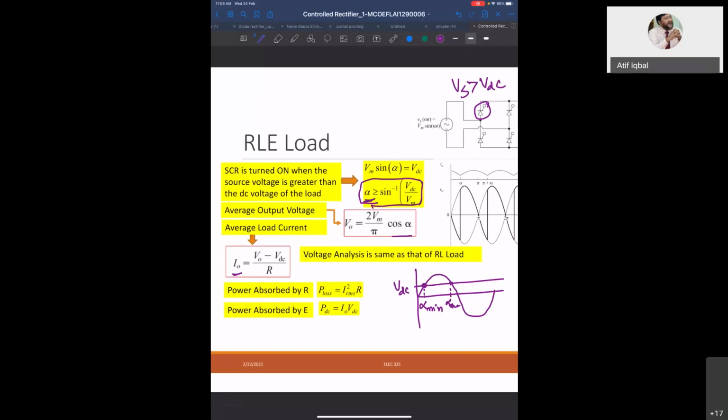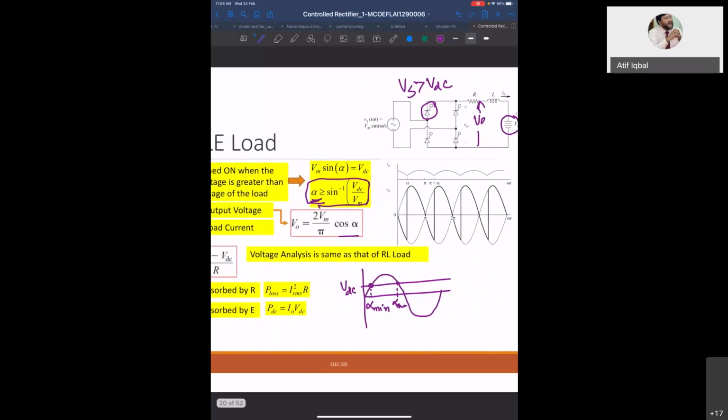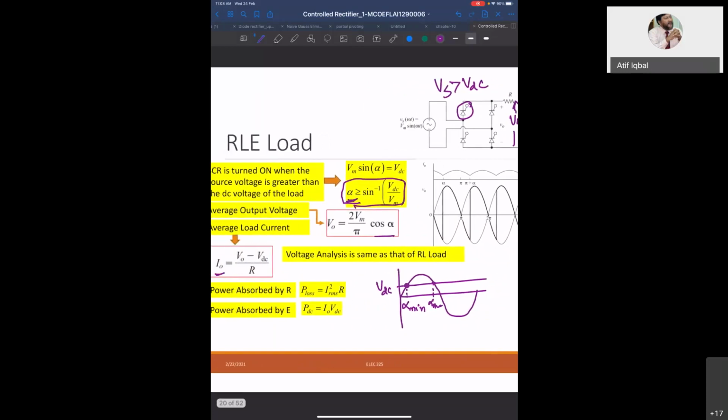The output average current will be V0 by R. Here it will be (V0 − VDC)/R, because V0 is your output voltage and VDC is your battery voltage, the DC source voltage. So V0 you can also write as I0R + VDC. This is how you get the output voltage, and this is the power which is absorbed by the battery, I0 into VDC.